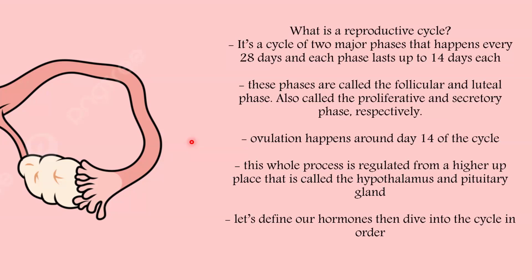There are so many names for the same phases, but in general, when we talk about the cycle, we're talking about two phases. But there is a major event that happens between the phases in the middle, day 14 to be exact, and that's ovulation. That's when the oocyte is leaving the ovary and it jumps into the fallopian tube and waits to be fertilized. This whole process is regulated by a higher up place that is called the hypothalamus and pituitary gland. And we're going to talk about their function and the hormones that they secrete right now.